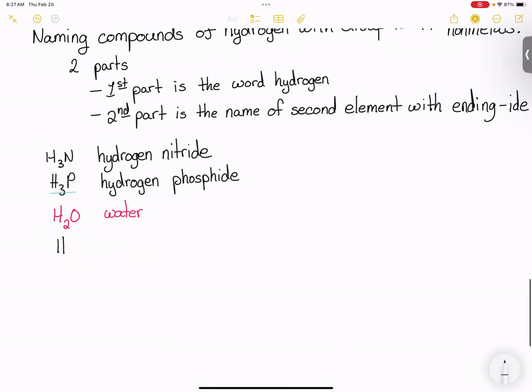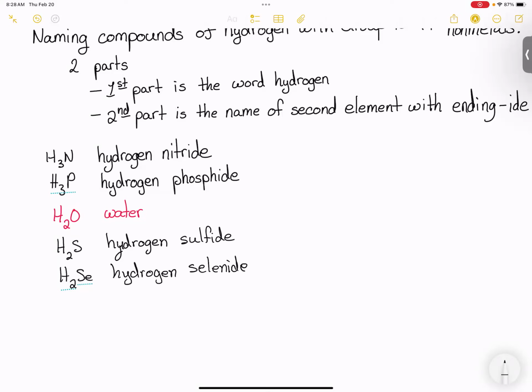But any other element, it's going to be hydrogen followed by that element with the ending IDE. So H2S is hydrogen sulfide. H2Se is hydrogen selenide. HF is hydrogen fluoride.